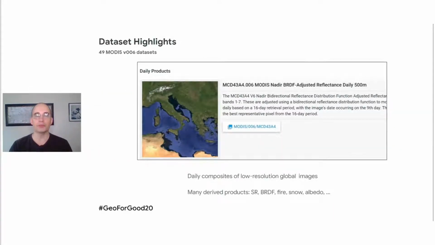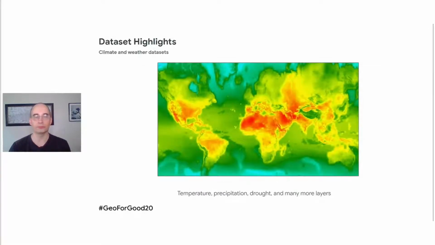Finally, in the big three, we have MODIS. MODIS is a pair of US satellites that have been flying around the Earth since 1999. They provide daily low-resolution coverage. And not only do we have the observation data, we also ingest a number of datasets with derived products. For example, showing presence of fire, snow pixels, the albedo characteristic of the surface, and so on.